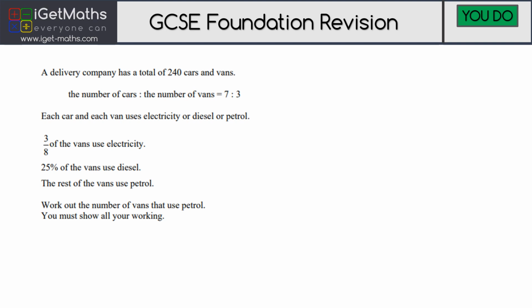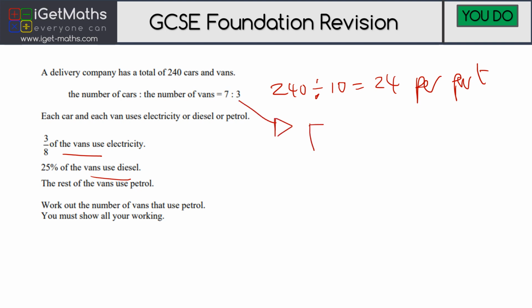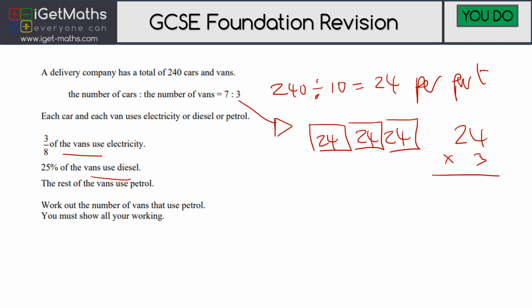So this time they're interested in the vans. So we're going to do the same thing and do 240 divided by 7 to 3, that's 10 parts in total. So that means that each part is worth 24. 24 per part. This time the vans is 3 parts. So we want 1, 2, 3, and that's 24 for each. So I'm not too sure in my head, so I'm going to do 24 times 3. I've got 3 times 4, which is 12.